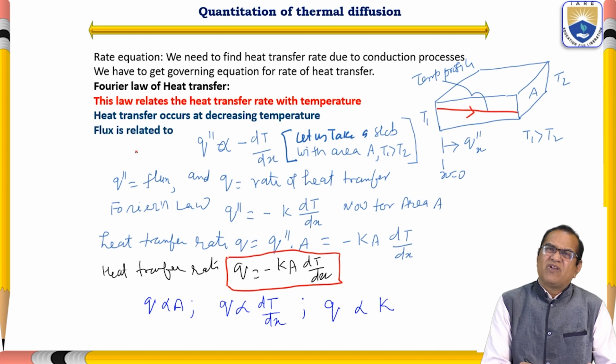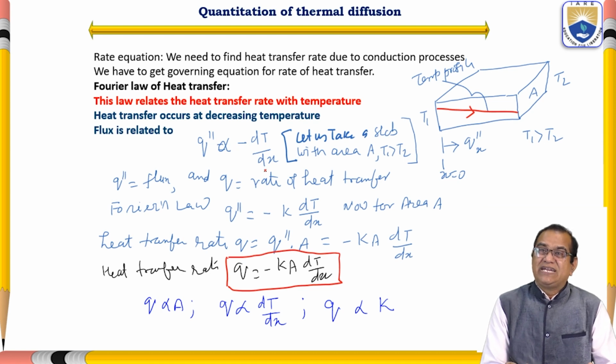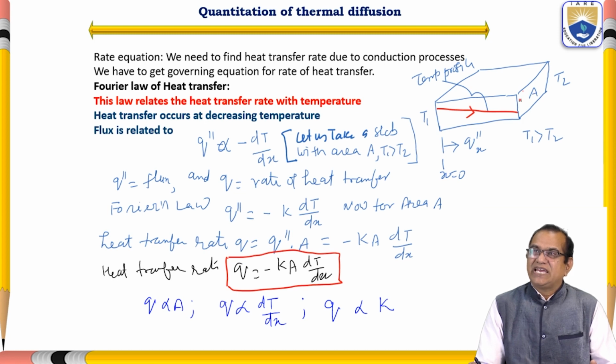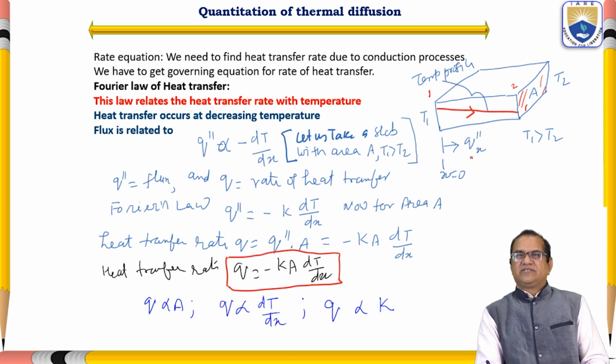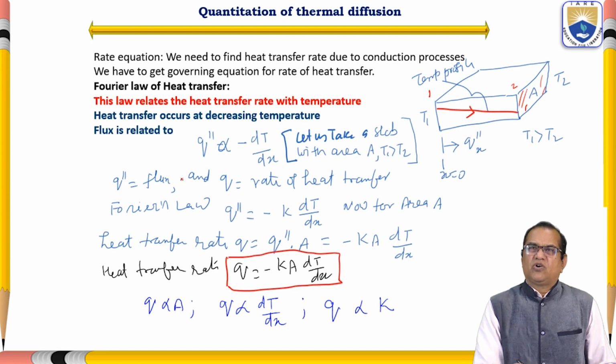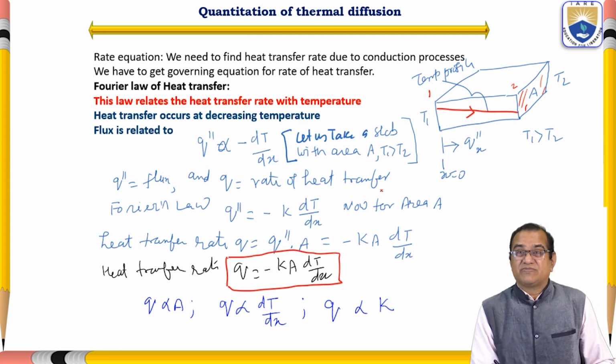Heat transfer occurs in the direction of decreasing temperature, meaning from high to low temperature. And what is the flux? Flux is heat transfer per unit area. So this flux Q double prime is directly proportional to minus dT by dx. Let us take a slab with area A, where the temperatures of surfaces 1 and 2 are T1 and T2, with T1 greater than T2. At x equal to 0, Q double prime x is called the flux, and Q is the rate of heat transfer.